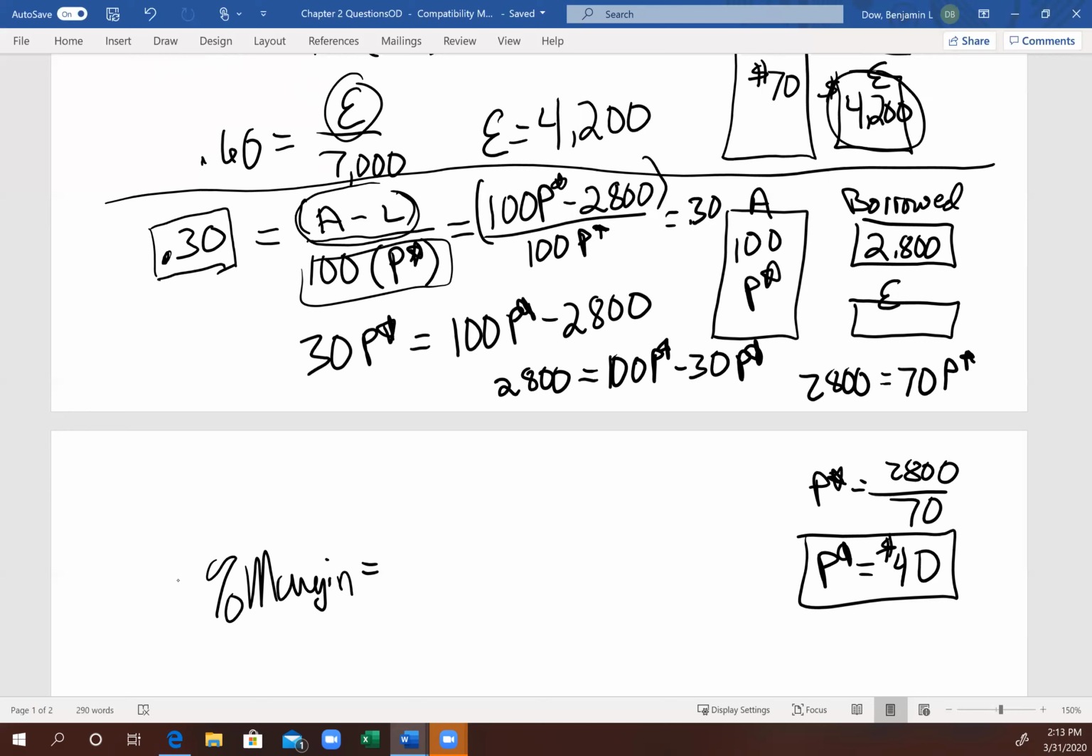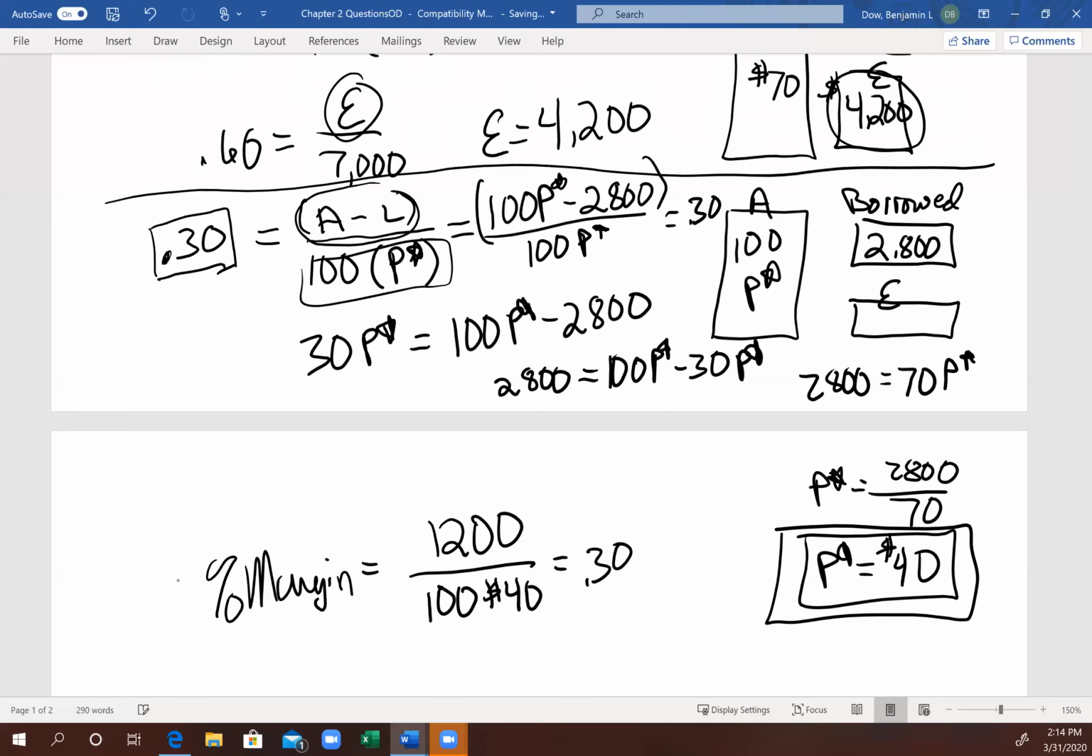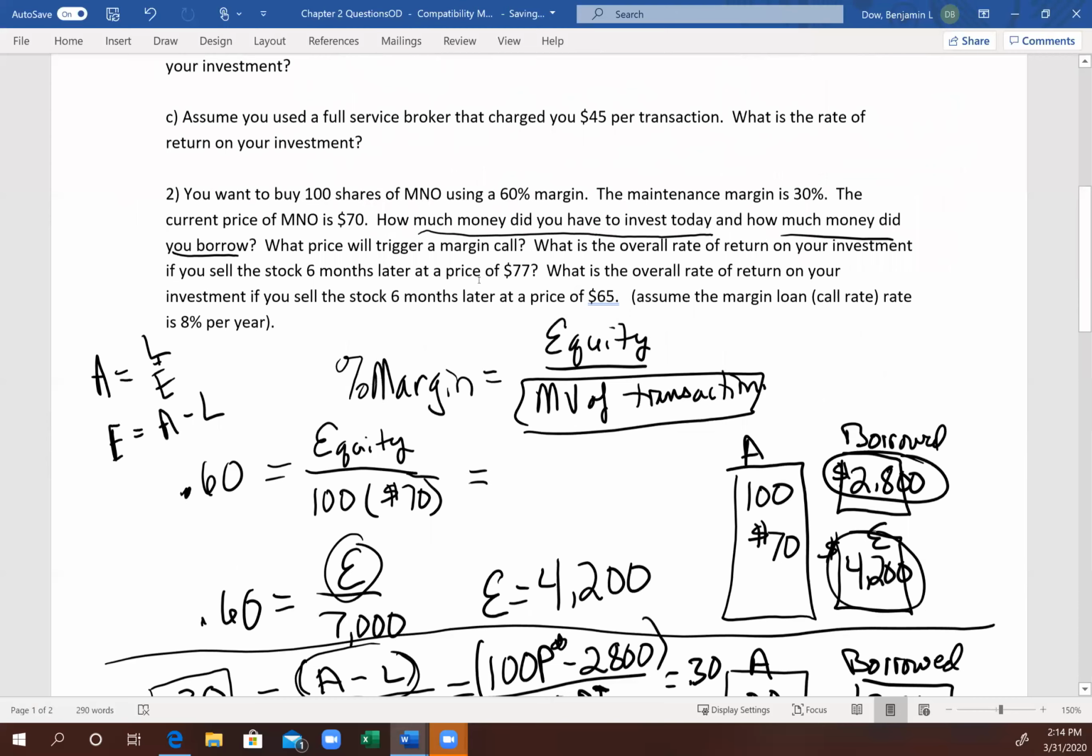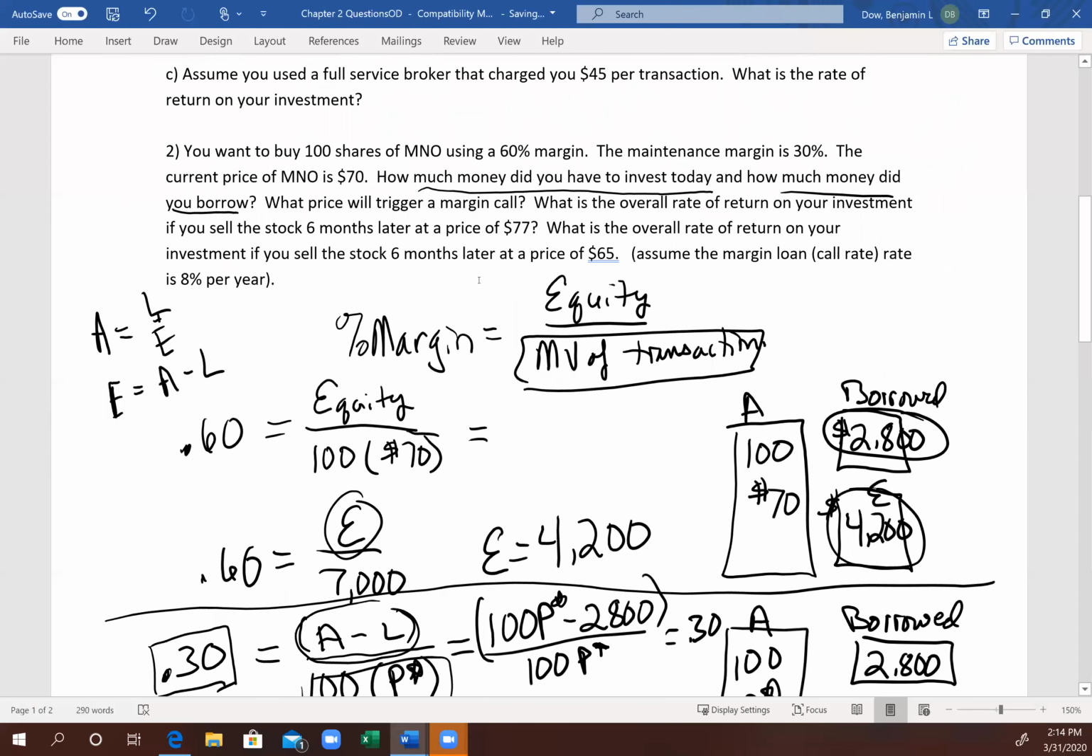So the equity position would be $1,200, and the market value of the transaction is 100 shares at 40. And we can see that 1,200 divided by 4,000 is equal to 30%. So the price that's going to trigger a margin call is 40 bucks. So if the stock falls down to $40, that's the price that's going to trigger the margin call.